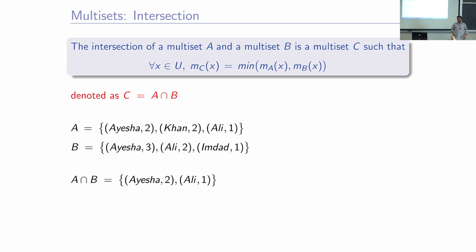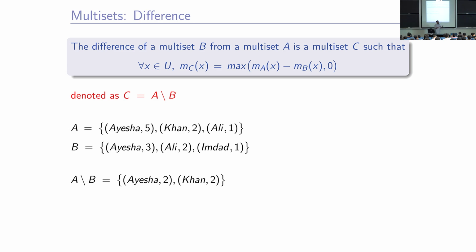Okay. Again, this is just to make you familiar with this thing. Okay, and then there is a difference also. A minus B and B minus A. It's not commutative. A minus B is not the same as B minus A. All the previous operations are the same. Okay.